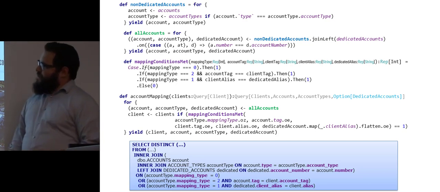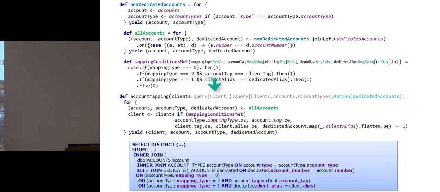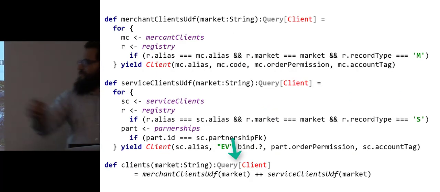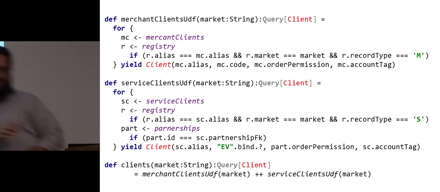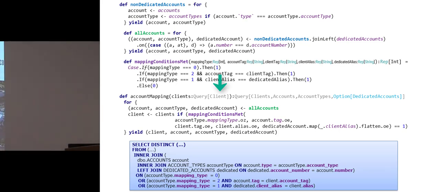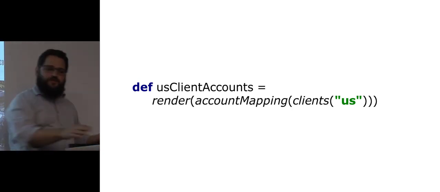Now, here's the thing. Notice, what do we pass in? What did we return here? Client. Query of client. What are we ultimately passing in here? Query of client. There's our composition. This is ultimately what it looks like. I'll explain the render function in a second. This is real composition.